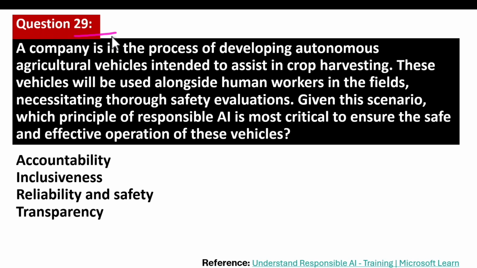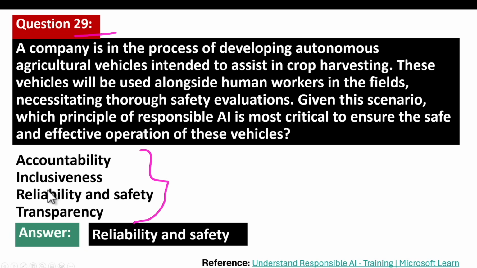Question number 29. A company is in the process of developing autonomous agricultural vehicles intended to assist in crop harvesting. These vehicles will be used alongside human workers in the fields, necessitating thorough safety evaluation. Given this scenario, which principle of responsible AI is most critical to ensure the safe and effective operation of these vehicles? Out of all these, which one do you think is the right answer? We looked into accountability and inclusiveness. The correct answer for this particular question is reliability and safety.